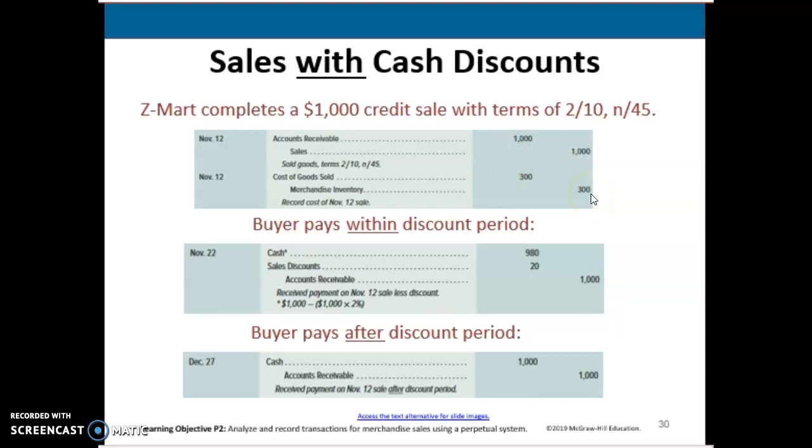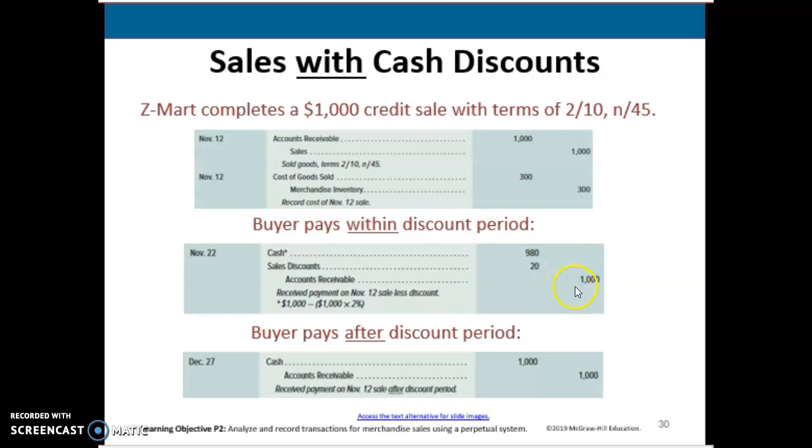If they pay within the discount period, we're going to use an account called sales discounts to keep track of those discounts. It is a contra revenue account. So it's going to have the opposite normal balance as our revenue account sales. And it's going to be listed as a subtraction from sales to get down to net sales. So if they paid within the discount period, we are giving them a 2% discount. So 1,000 times 2% is $20.